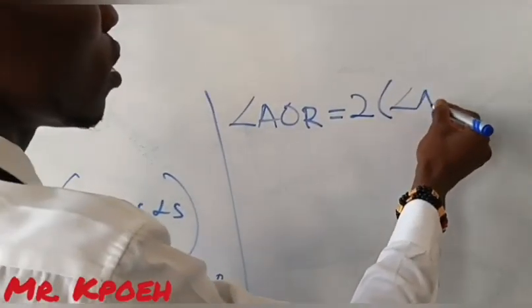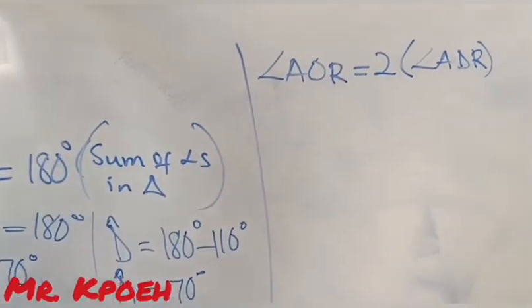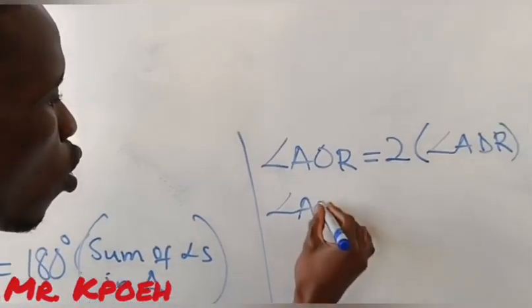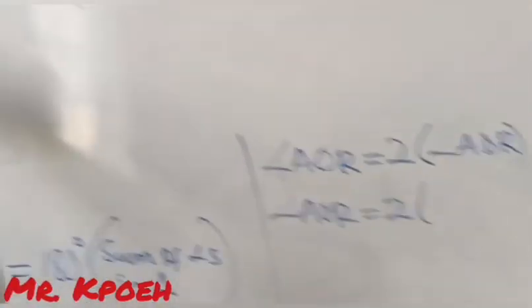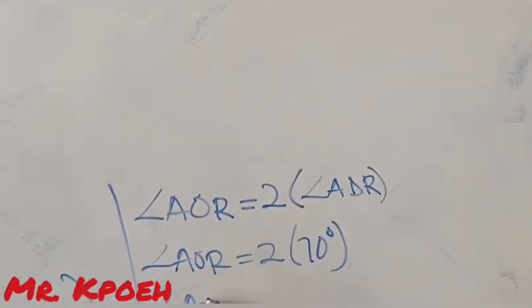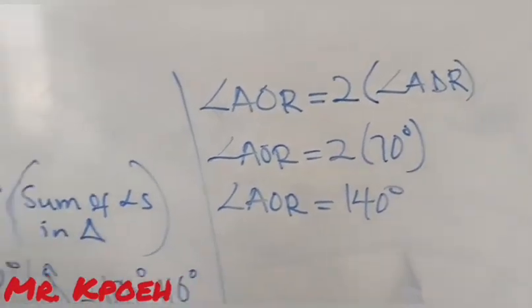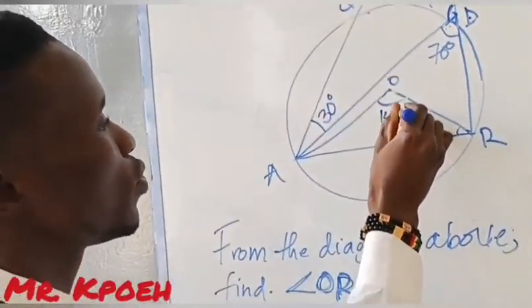2 times angle DAR. So this is the angle at the circumference, angle DAR. So AOR will be equal to 2 times what is ADR? ADR is 70 degrees. So 70 degrees times 2. AOR will be equal to 140 degrees. You see that? Now, it means we have found this angle here. We have found 140 degrees here.